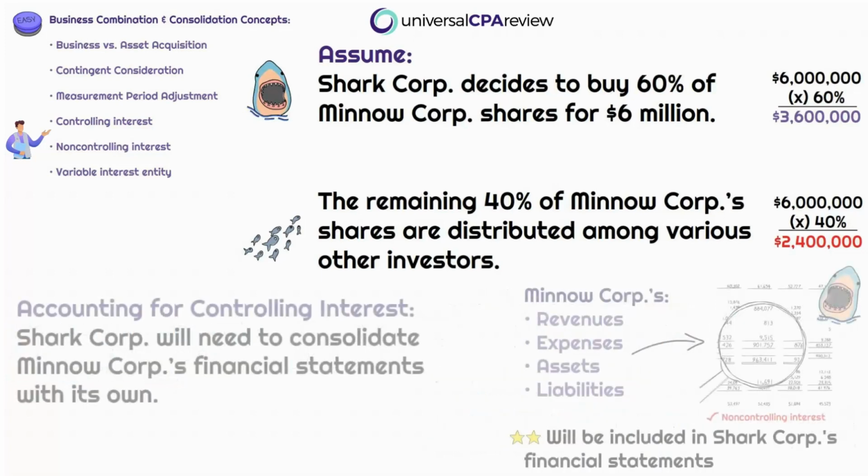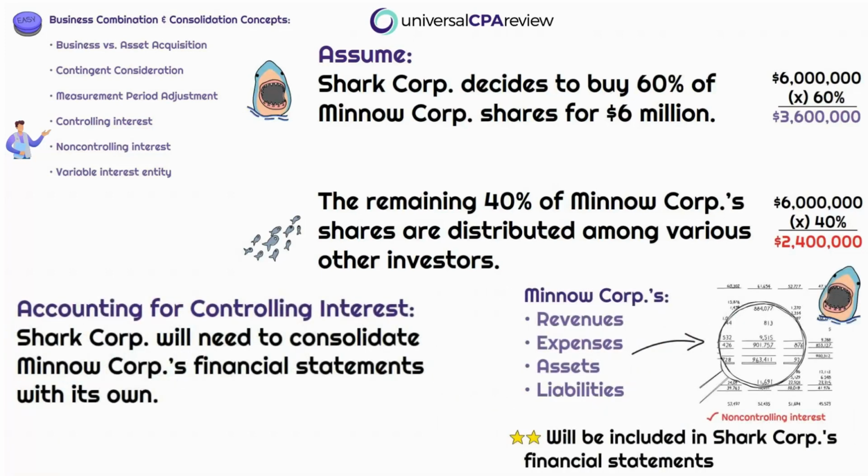In terms of accounting, because Shark Corp has a controlling interest in Minnow Corp, it will need to consolidate Minnow Corp's financial statements with its own. So this means that all of Minnow Corp's revenues, expenses, assets, and liabilities will be included in Shark Corp's financial statements, along with an adjustment for the 40% of Minnow Corp that Shark Corp does not own. So this portion that Shark Corp does not own, right, the other 40%, is what's referred to as non-controlling interest.